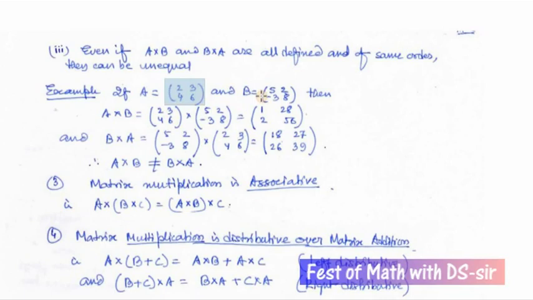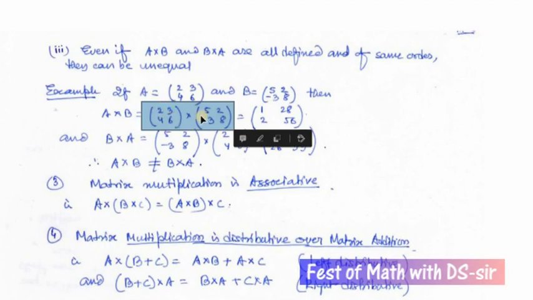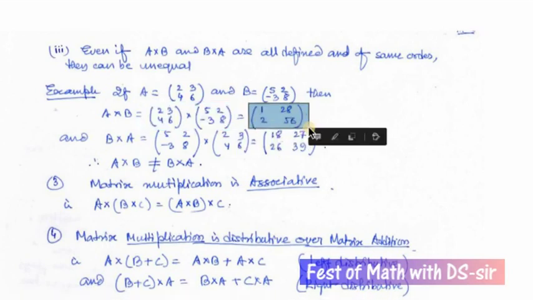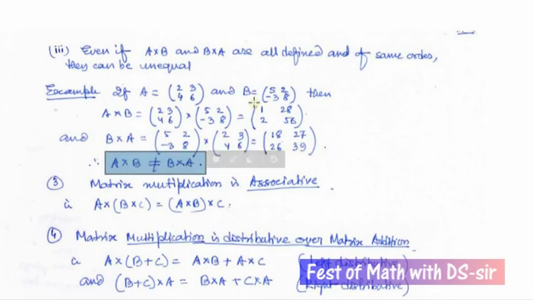Look at the example. A is this, 2 by 2. B is 2 by 2. So A into B: the number of columns is equal to the number of rows. A into B is this, 1, 2, 3. B into A: the number of columns is equal to the number of rows, so B into A is defined. And what is B into A? This. Now see, A into B and B into A are defined.